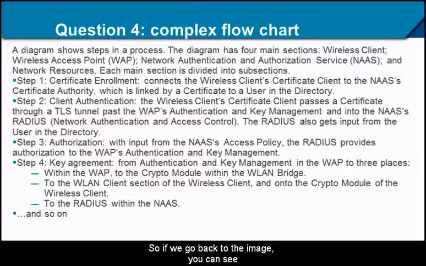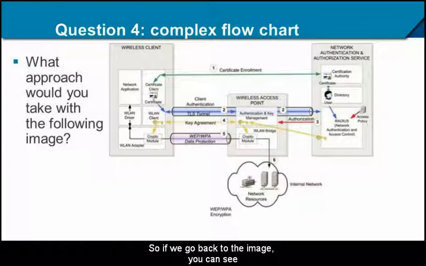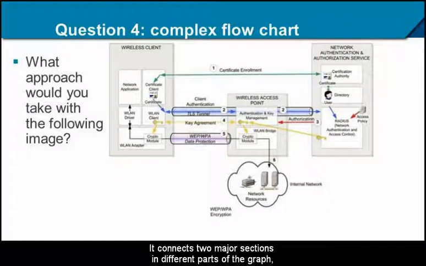So if we go back to the image, you can see that I've just described step 1, which has a green arrow. It's labeled certificate enrollment. It connects 2 major sections in different parts of the graph. And then I explicitly listed on the right side of the screen, the little arrow that connects the certificate and the certification authority to the user in the directory. And that will come back later because that user is involved in future steps, and so on.